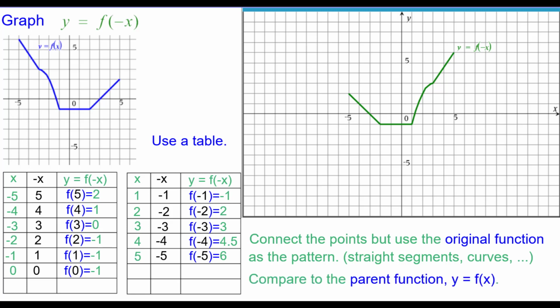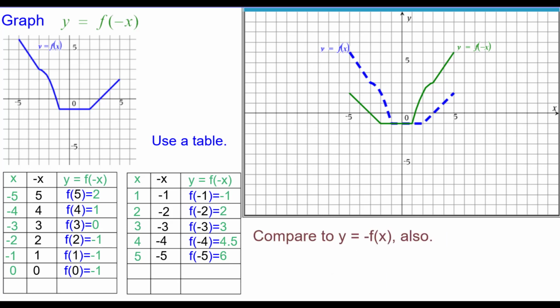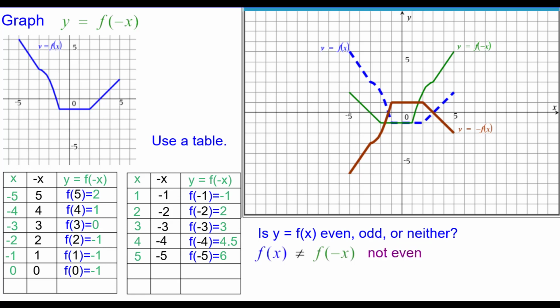Comparing that to the parent function, not the same. And also comparing to y equals the opposite of f of x would look like this in brown. And so the question is, is it even, odd, or neither? Well, we can definitely see that the blue and green are not equal, so it's not even. The brown and the green are not equal, so it's not odd. So the answer is it's neither.